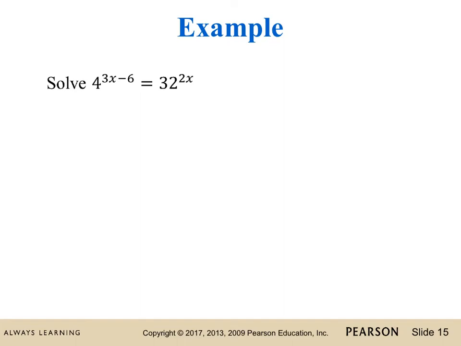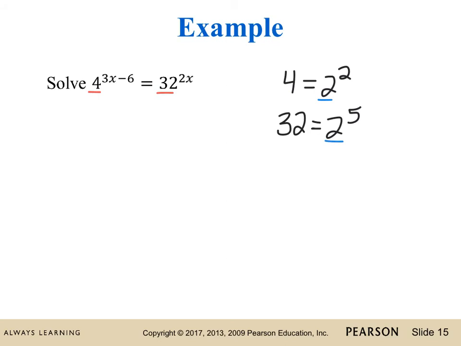Let's look at a slightly more complicated example. We have 4 to the 3x subtract 6 equals 32 to the 2x. I can't think of a way to write 32 in terms of powers of 4. But let's look at prime factoring each one of these numbers. 4 we know is 2 squared. 32, maybe you don't know this, but if you break it all the way down, you get 2 to the 5th. It looks like they can both be written in terms of 2's.